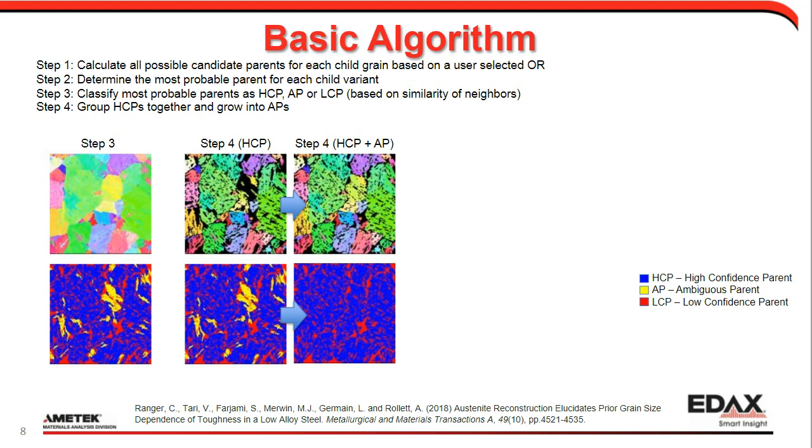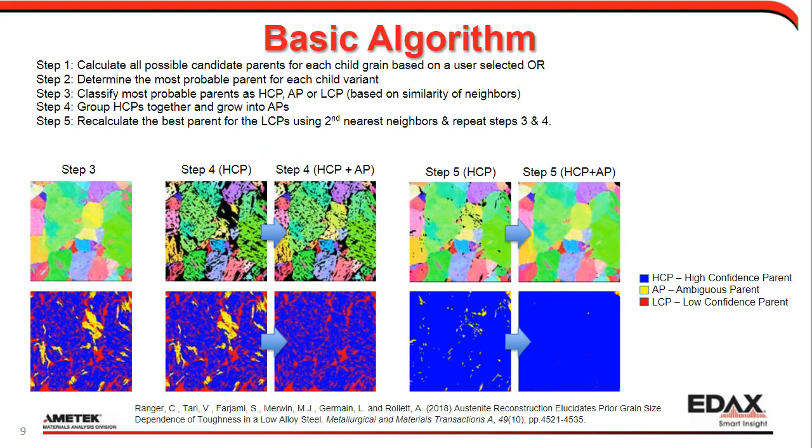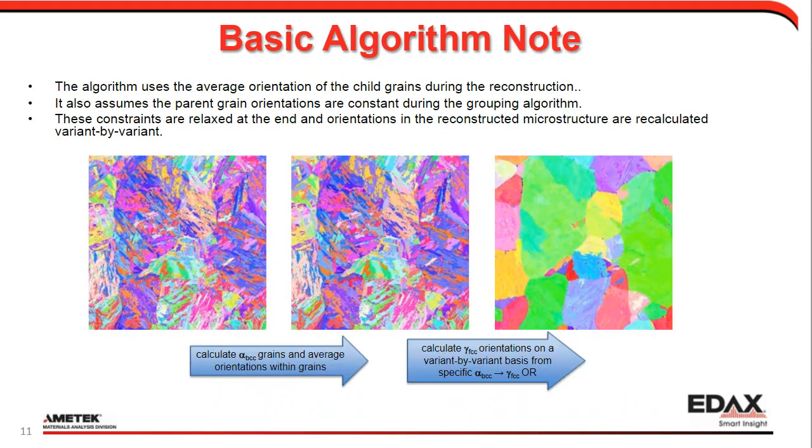And then we repeat that, but instead of using just the first nearest neighbors, we also consider the second nearest neighbors and repeat the same step. That allows everything to grow, and you end up back-transforming essentially all of the original as-scanned microstructure. If there are any grains we didn't catch, we use a simple argument based on looking at the nearest neighbors and using their orientations. We use the average orientation of each child grain as opposed to doing it point by point. As we reconstruct, we assume the parent grain orientations are constant during this grouping algorithm, and then we relax that at the end on a variant-by-variant basis.